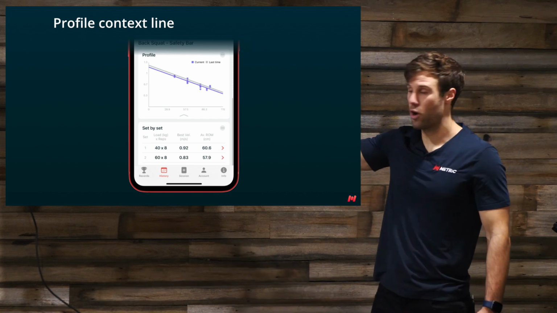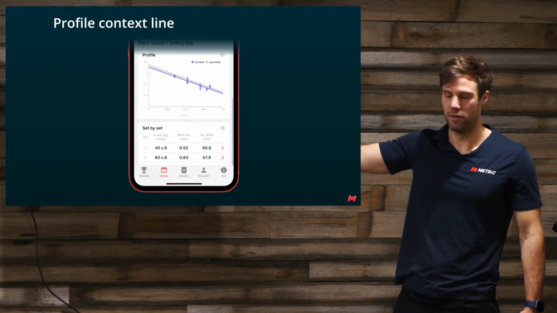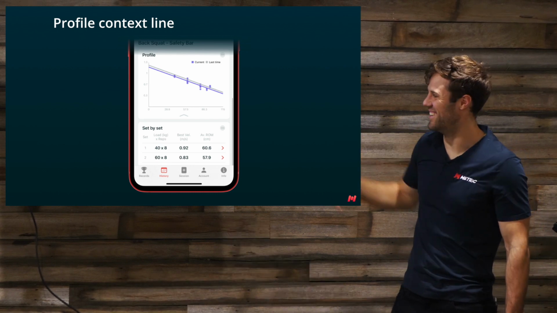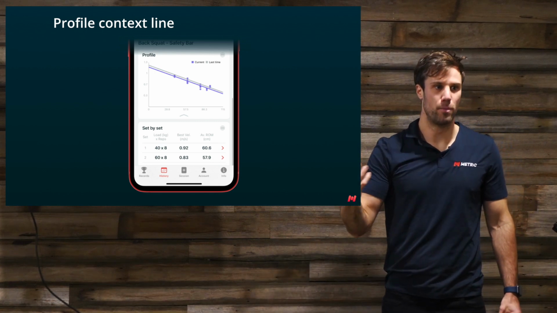What you should see is the opposite. Purple should be on top of gray. You should be having slightly higher velocities at every load compared to last time. And so it's a nice visual way of going, what's your profile look like? Is your purple above the gray?